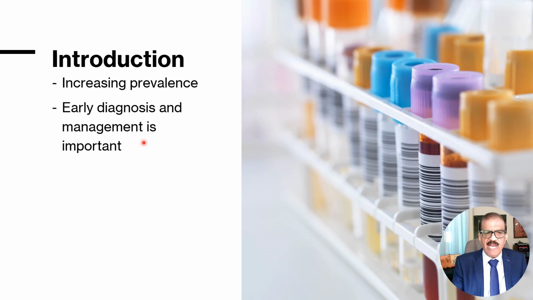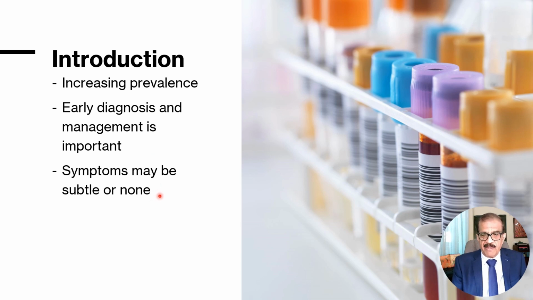But early diagnosis and management is very important, especially in children. It could affect growth, and it could cause many serious systemic problems. So early diagnosis is extremely important. For that, you need to have a high index of suspicion. Anybody who has compatible symptoms, you should suspect celiac disease and do the appropriate investigation. Symptoms may be subtle or none. There are people who, at least at a certain stage of their disease, may not have any significant symptoms at all.